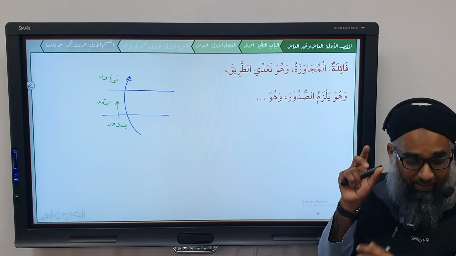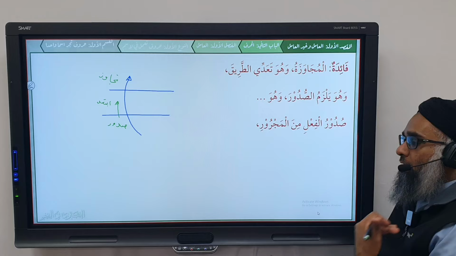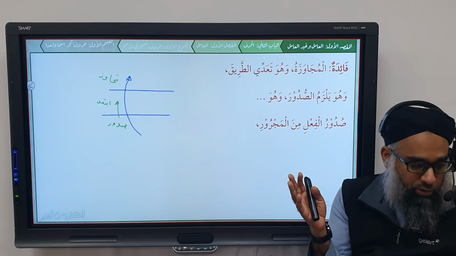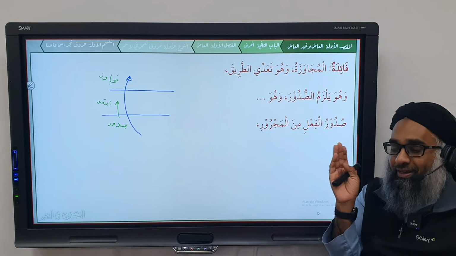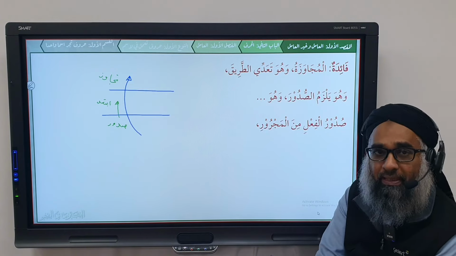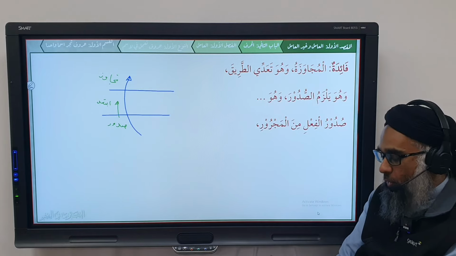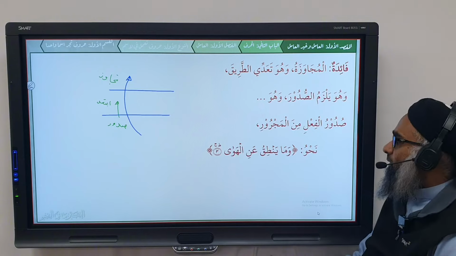So understand this, if you get this in your mind, then a lot of the things coming up later on will make sense. Okay. So now, what does it mean here? Because this is for tajawuz, it's for mujawaza. So we say here, one of the meanings of the particle an is sudurul fa'li min al majrur. What does it mean? That the verb started off from the majrur.